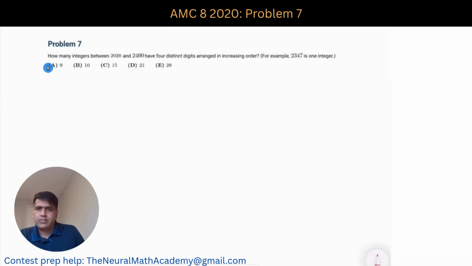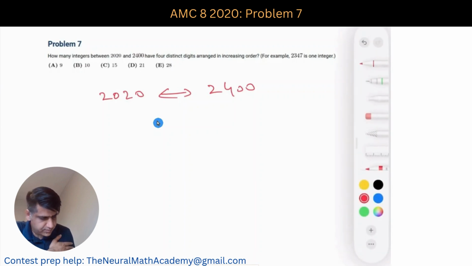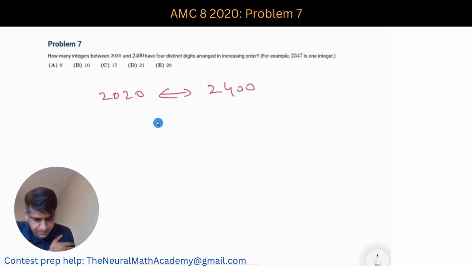Let's solve problem 7, where it says how many integers between 2020 and 2400 have 4 distinct digits arranged in increasing order. And an example is given here. So to solve this problem, we can see that we are given the range between 2020 and 2400. So there are a couple of observations that we need to make.